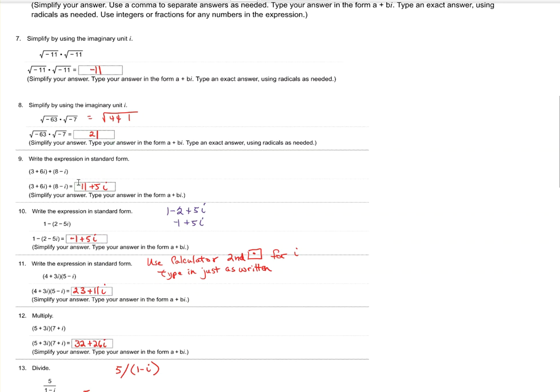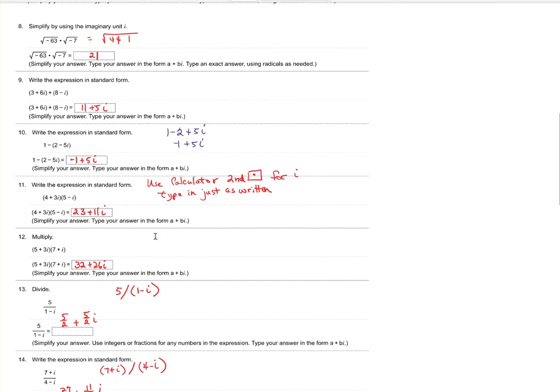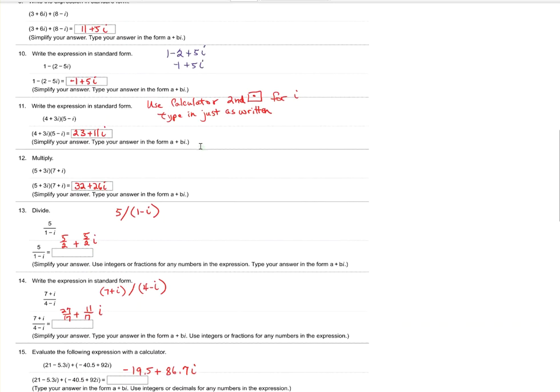All right, now we're back to adding. We're going to add the real parts and add the imaginary parts. 3 plus 8 is 11. 6i minus i is 5i. 1 minus 2 minus 5i. Let's distribute this minus, so you have 1 minus 2 plus 5i. So 1 minus 2 is negative 1 plus 5i.